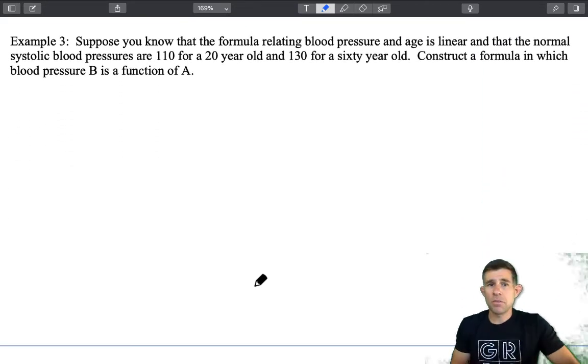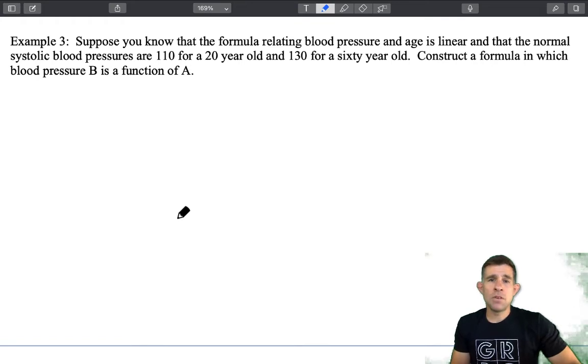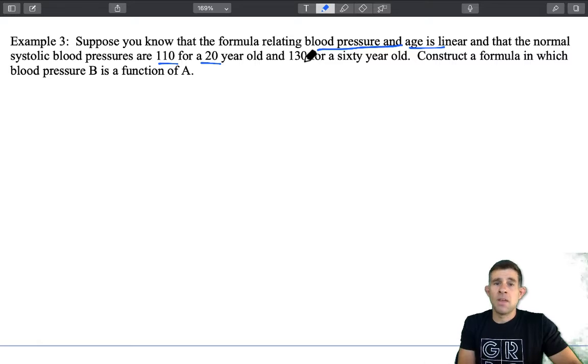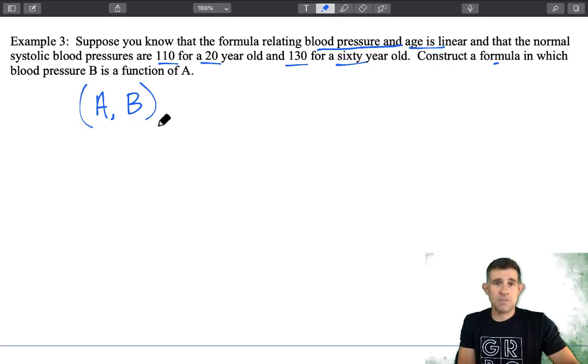All right, example 3 says, suppose that we know a formula for relating blood pressure and age. We know that it's linear and that the normal blood pressure for a 20-year-old is 110, and the normal blood pressure for a 60-year-old is 130. We want to construct a formula, or in this case a linear relationship, in which the blood pressure B is a function of the age A. So that means B is going to be dependent on our age.